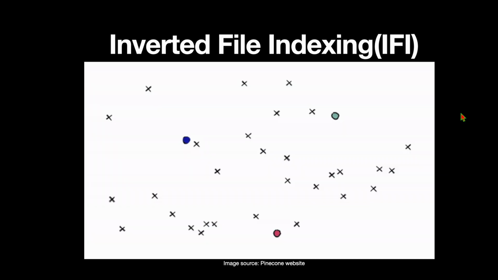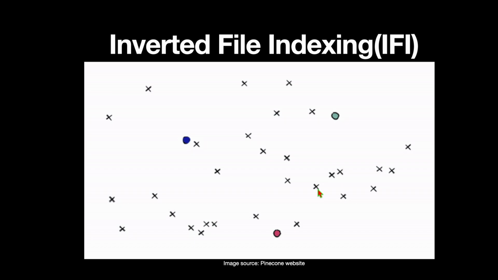So that was HNSW. Now, IVF or inverted file indexing algorithm is a clustering-based algorithm, and it's a very popular indexing algorithm as it's easy to use, has high search quality and reasonable search speed, and it works on the concept of Voronoi diagrams. To understand it, let's imagine our high-dimensional vectors placed in this two-dimensional space. We then place a few additional points in this 2D space, as you can see here, the blue dot, the green dot, and the red dot, which will become our cluster centroids.